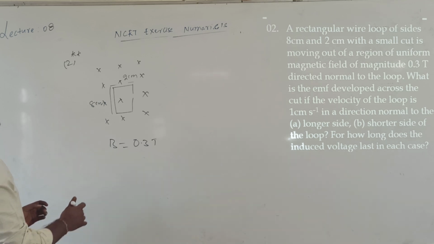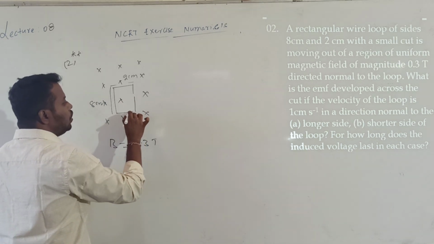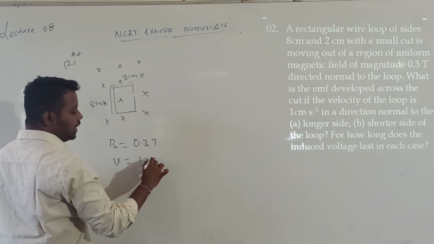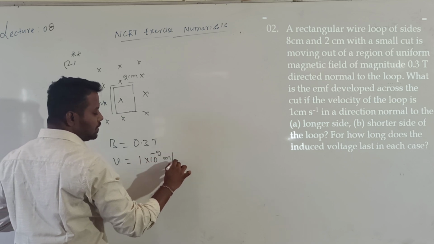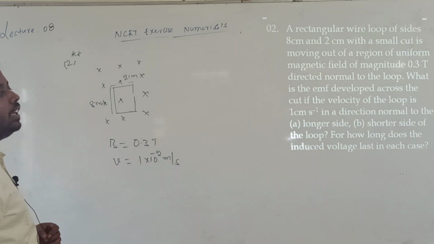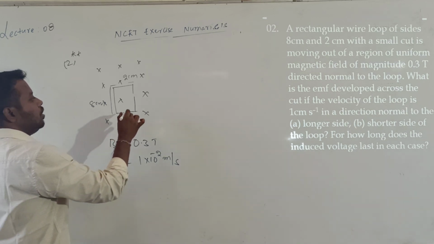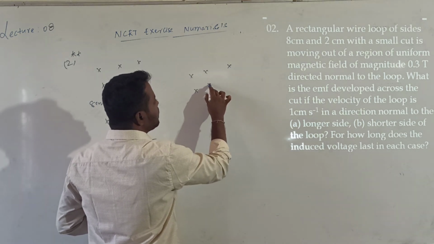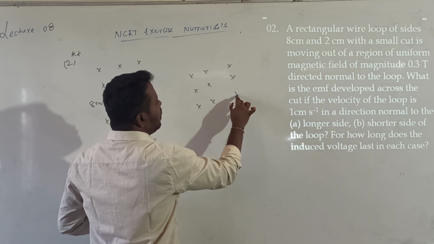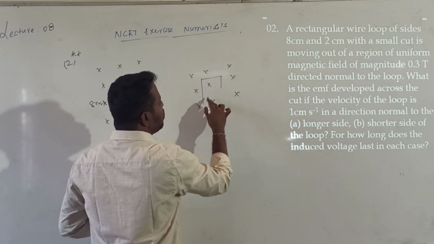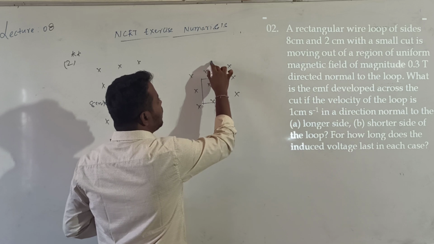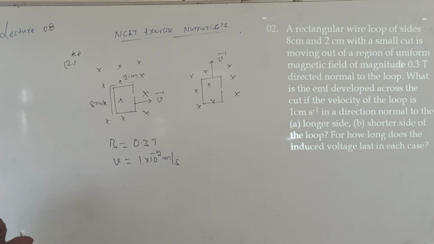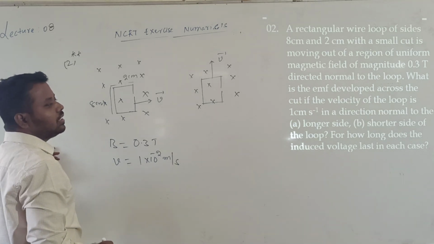The velocity of the loop. So this loop started moving. The loop is moving with a velocity 1 centimeter per second, 1 into 10 power minus 2 meters per second. How is the loop moving? In a direction normal to the longer side. Now the loop is moving normal to the longer side in one case. In the second case, the loop is moving normal to the smaller side. So this is our loop. Now it is moving normal. This is the velocity, this is the direction of the velocity. Clear, Dara?